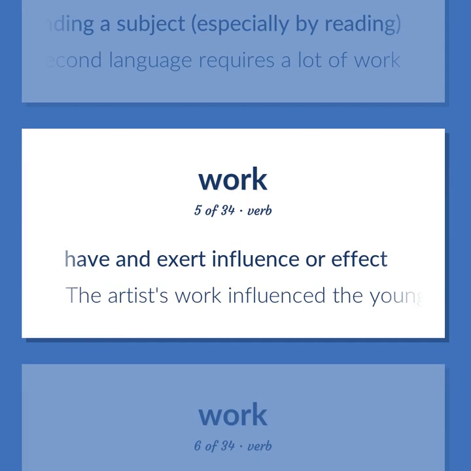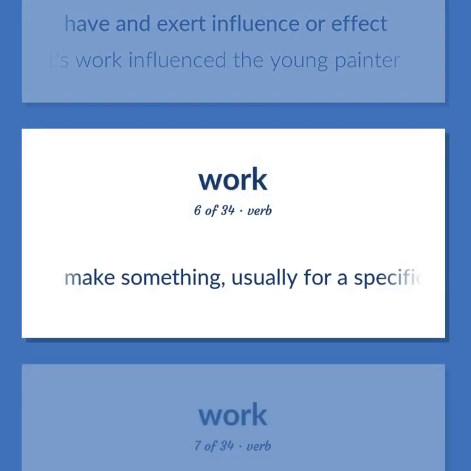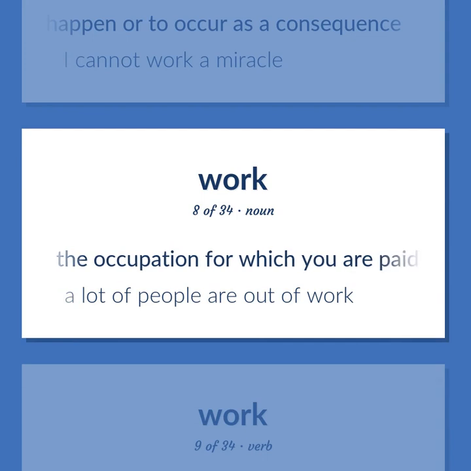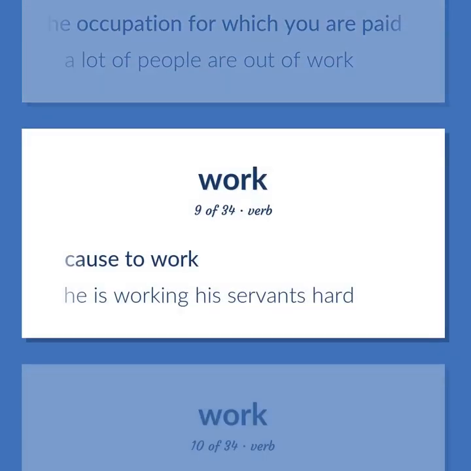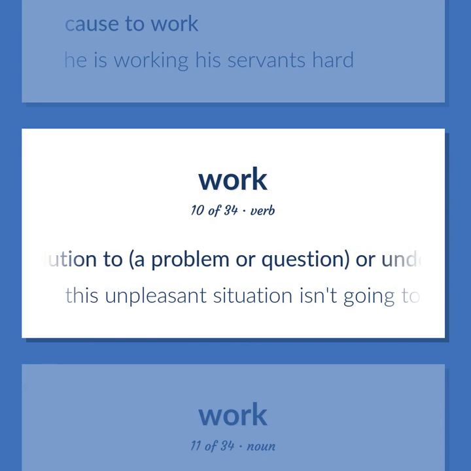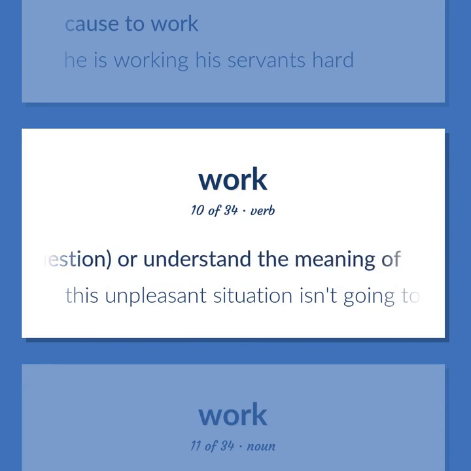Have and exert influence or effect. The artist's work influenced the young painter. Make something, usually for a specific function. Cause to happen or to occur as a consequence. I cannot work a miracle. The occupation for which you are paid. A lot of people are out of work. Cause to work. He is working his servants hard. Find the solution to a problem or question, or understand the meaning of. This unpleasant situation isn't going to work itself out.